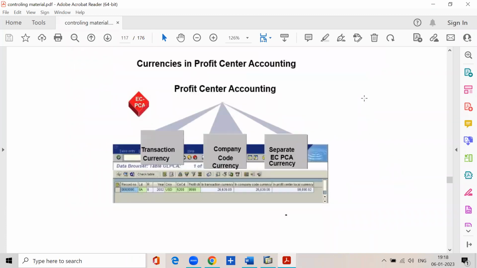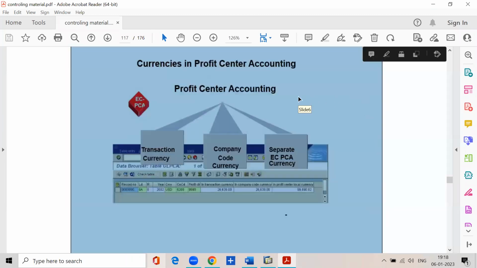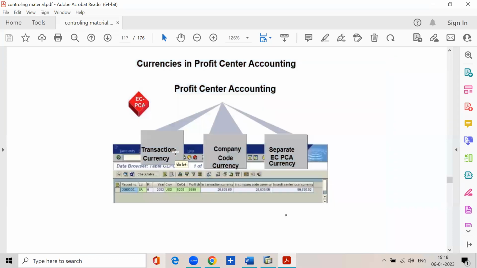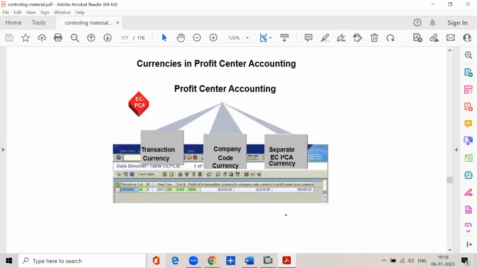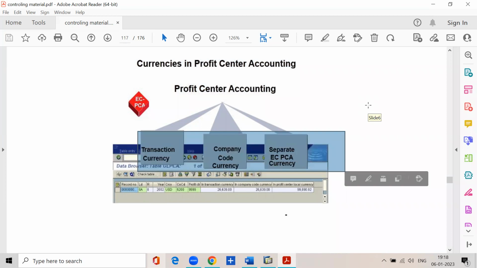Then here we have the different types of currencies in profit center accounting. Number 1, transaction currency means the currency in which the business transaction is posted. Then company code currency, also called local currency. Otherwise, the profit center can have a separate currency. So in profit center accounting, we can have these 3 types of currencies.